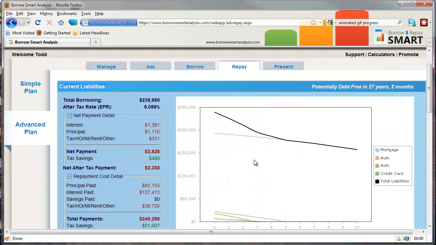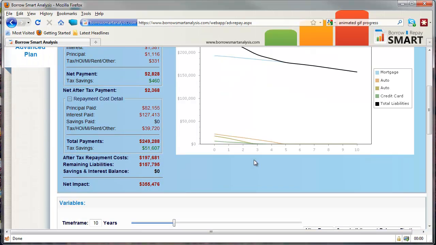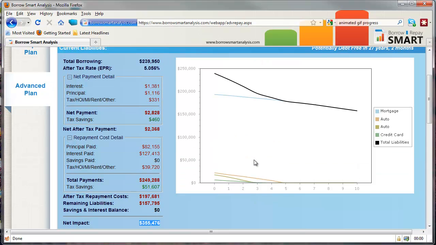So he puts that in, and this shows the client where they would be at the end of 10 years. In other words, with their current strategy, over the next 10 years, they'll spend $355,476. They'll have paid off both the auto and the credit card. Those will be paid off in 5 years or less.